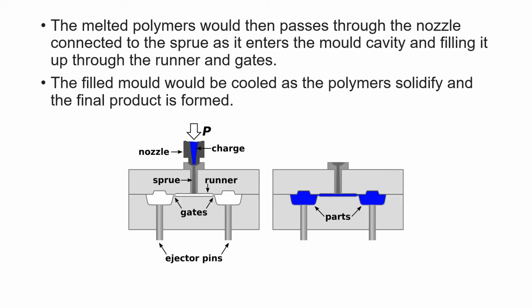Next, the melted polymer material will then pass through the nozzle as it is being pushed, go through the sprue, and enter the mold cavity through the runner and gates. It will then fill the mold. The mold will then be cooled as the material solidifies, thus the final product is formed. The mold will then be opened and the product will be pushed out using the ejector pins, and the process will be repeated.